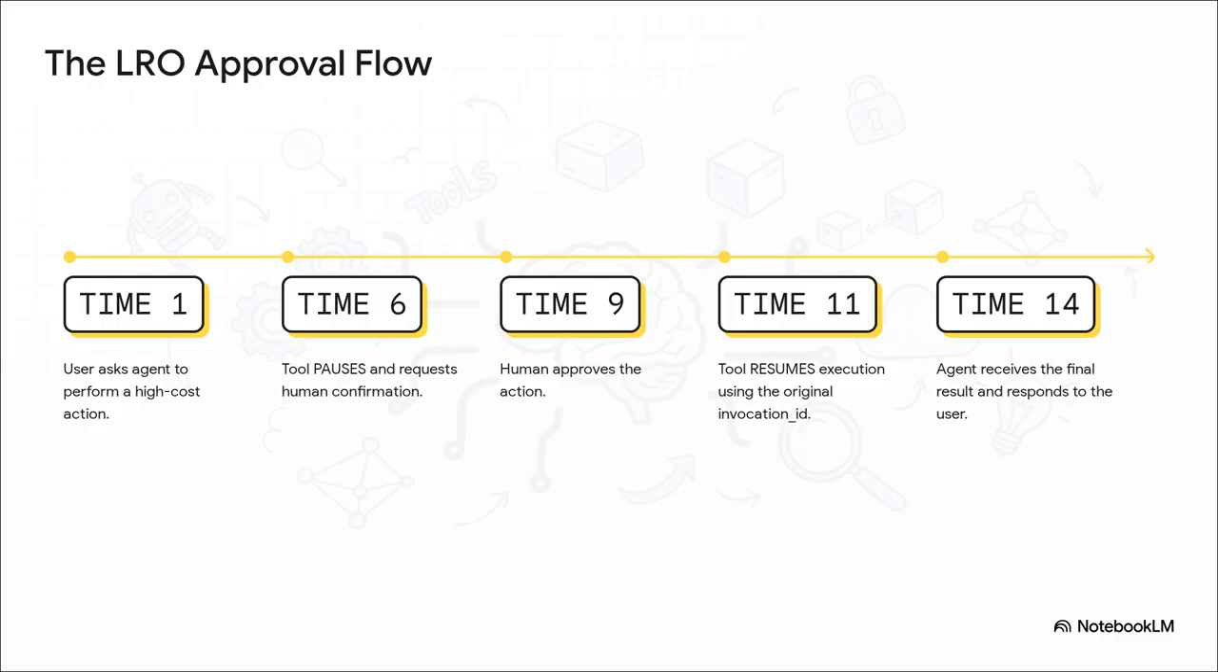So let's actually walk through this flow. The user asks for something expensive. The agent calls a tool, and that tool is smart enough to see, whoa, this is a big deal. So at time 6, it hits the brakes, it pauses, and it asks for confirmation. Now the magic here is something the source calls an invocation ID. It's basically a unique bookmark for this exact task. So when a human finally approves it, the system uses that bookmark to find and resume the correct job. There's no confusion, no mix-ups. It's a seamless and safe continuation.